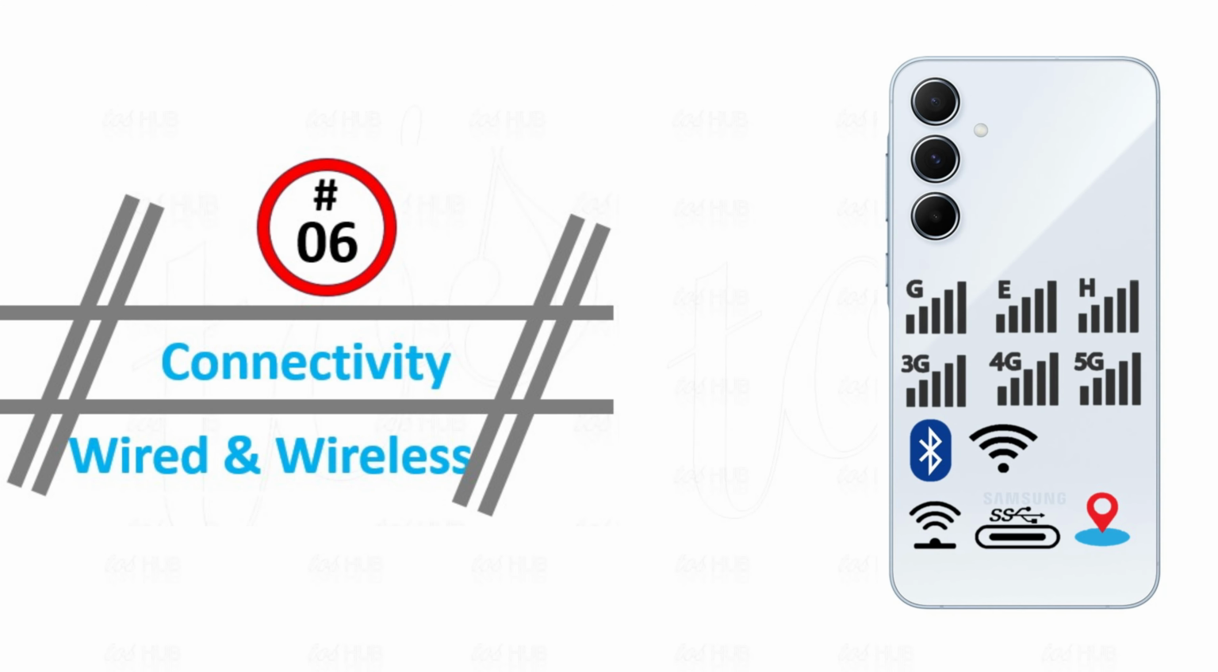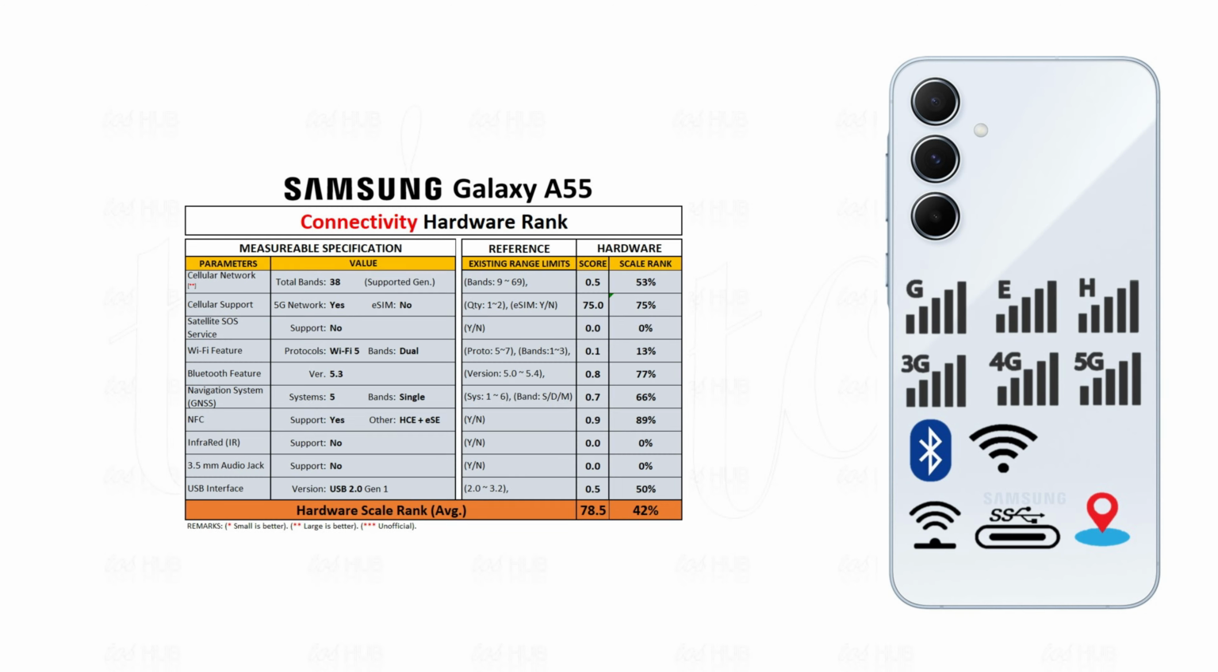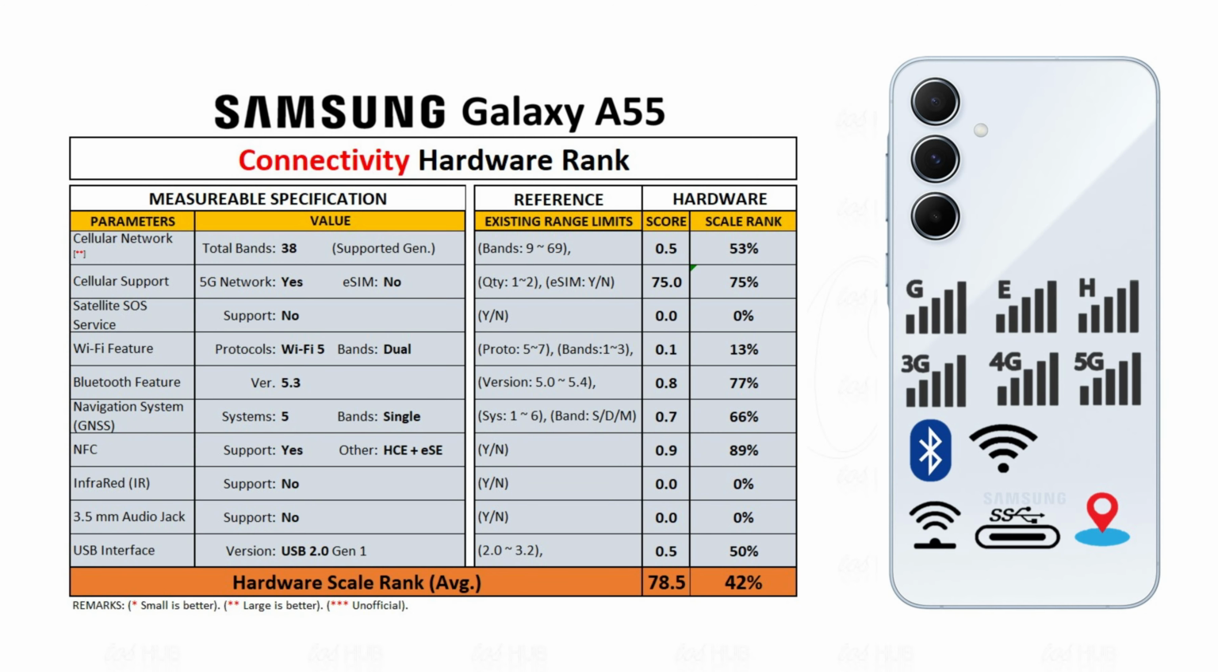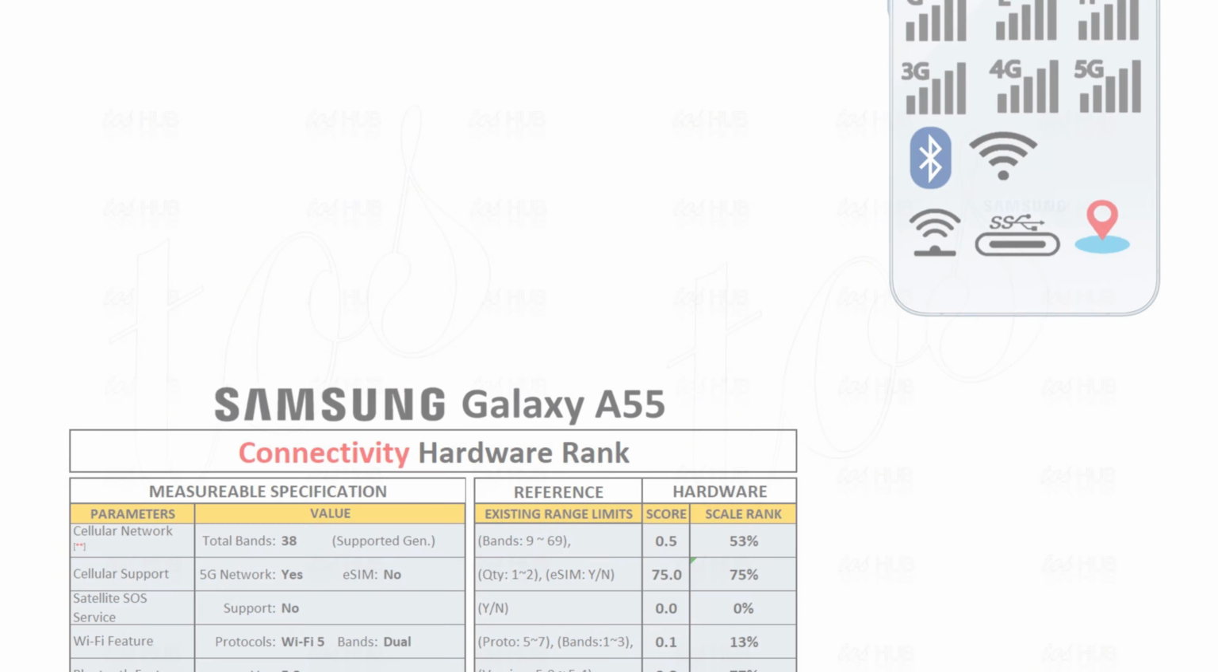Proceeding to sixth category, which is about connectivity. Samsung Galaxy A55 connectivity hardware rank bases on 10 parameters. It includes cellular network, satellite system, navigation system, Wi-Fi, Bluetooth, infrared, NFC and USB port. By comparing the connectivity specification with available smartphones, the score rank stands at 42% scale.